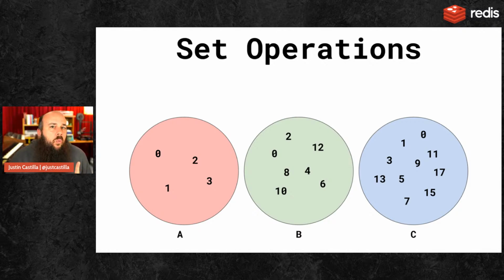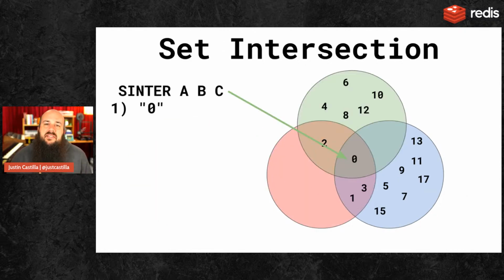Now, again, one set key, one set object has to have unique members within itself. But it's okay for 2 different keys to share or have the same member within their sets. So I'm looking at A, B, and C, set A, set B, and set C together. I'm calling the sinter command, which is S intersection. And it's going to tell me what member or members are shared or common between those 3 sets.